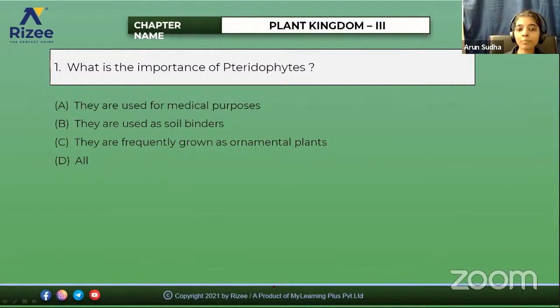What is the importance of Pteridophytes? They are used for medical purposes. They are used as soil binders. They are frequently grown as ornamental plants. So what is the answer? Yes, good, Karunya, D. D is the correct option because they are used for everything: for medical purposes, as soil binders, and they are frequently grown as ornamental plants.